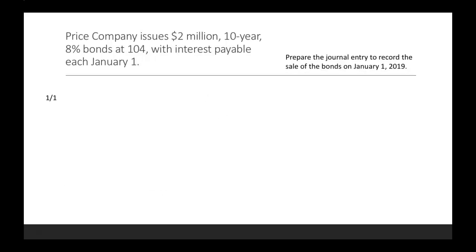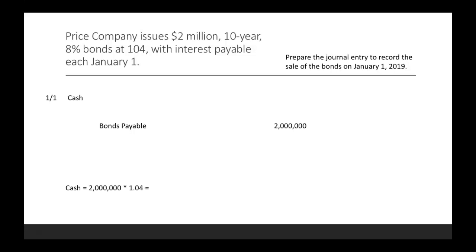Now, instead of issuing them at 97, we were able to issue them at 104. So that's 104% of face value. So here we're issuing our bonds at a premium instead of issuing them at a discount. But we're still getting cash. So we still need to debit our cash. And why are we getting cash? Because we're issuing bonds. So we debit our cash and credit bonds payable. Bonds payable, once again, is the face value of your bonds. That's the $2 million.